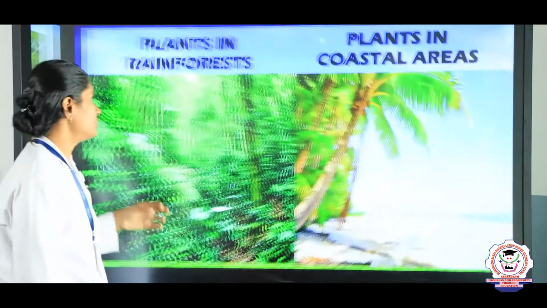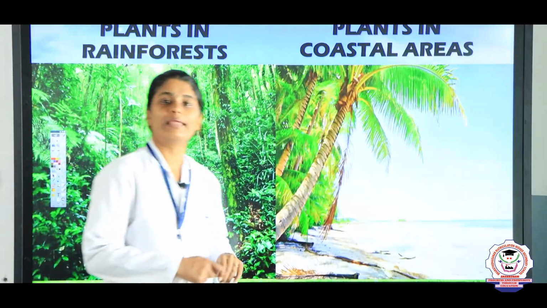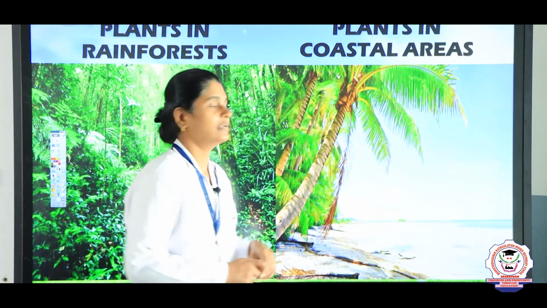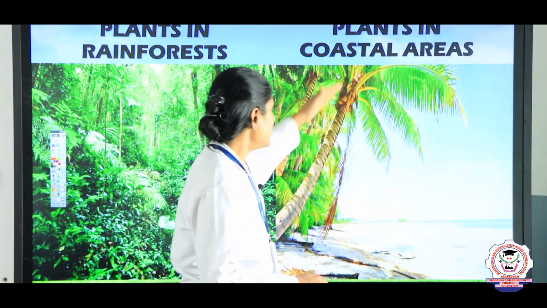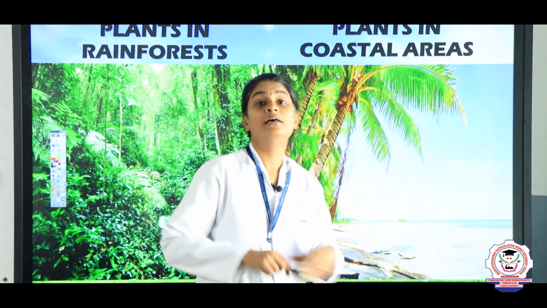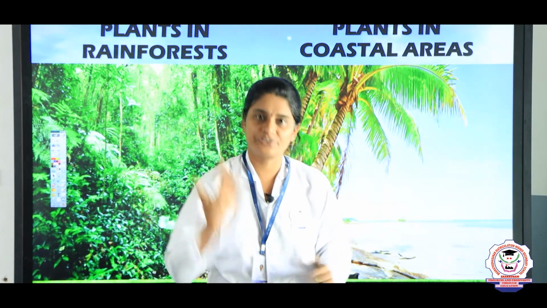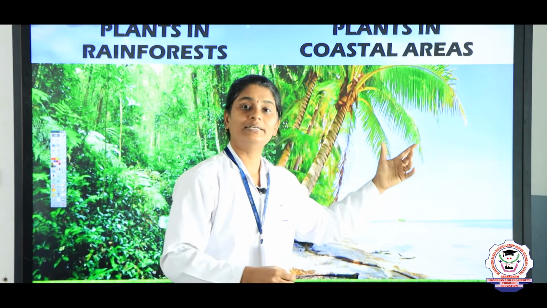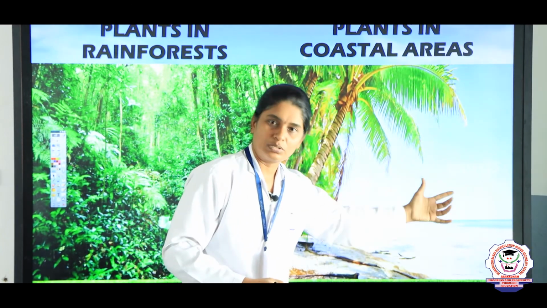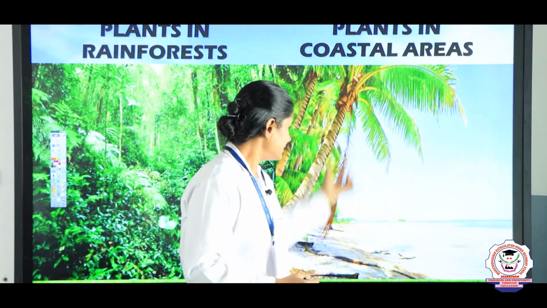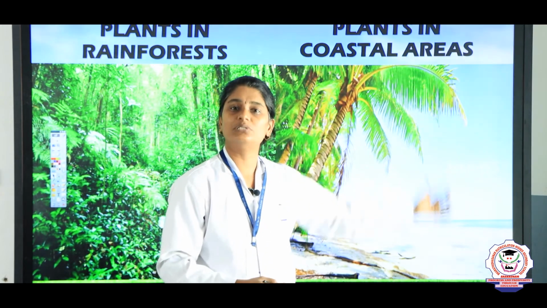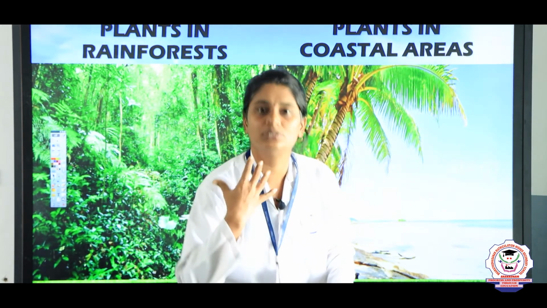Next we are going to see plants that grow in rainforests, and plants that grow in coastal areas, near the seashore. The plants that grow in coastal areas are very tall and straight. Mostly we can see coconut trees growing in coastal areas, and these trees are able to survive in salty water.